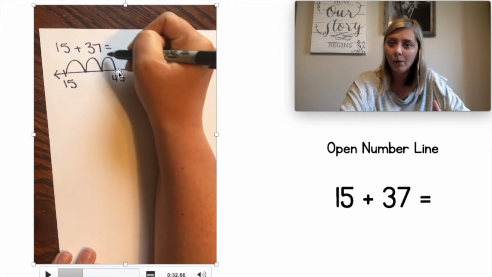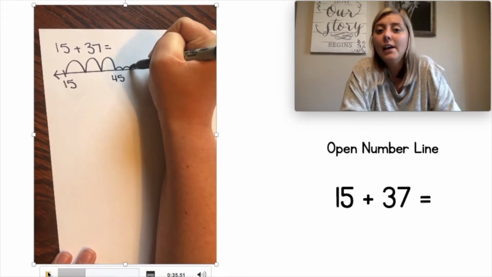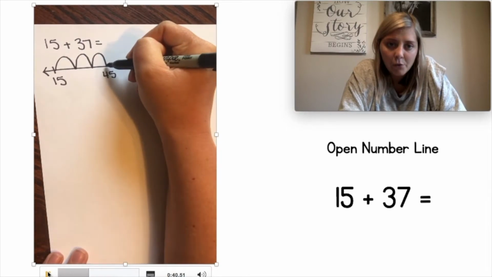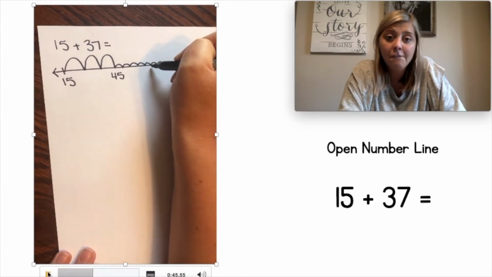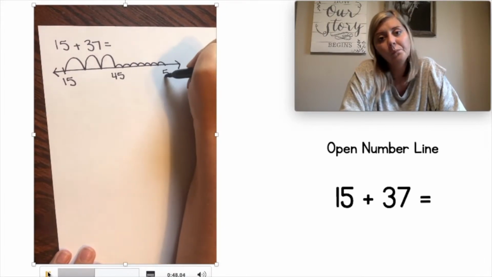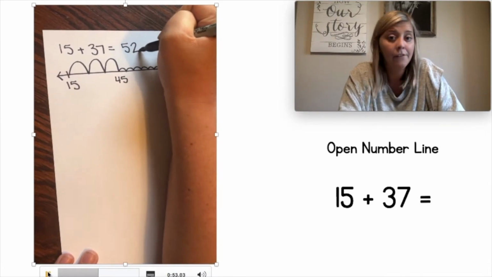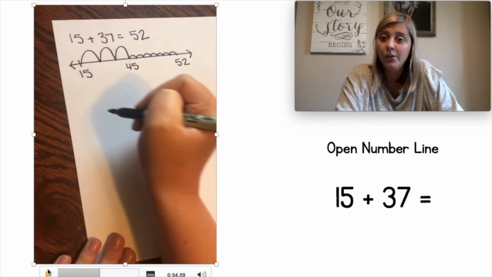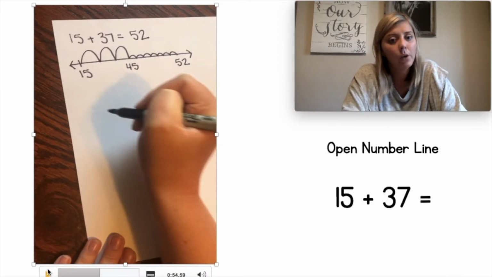Now I'm going to add my 1s because we're not done yet. We added 30, but we need to add 37. So I'm going to draw 7 little hops. And again, I'm not going to cram my numbers in there. I'm going to go 45, 46, 47, 48, 49, 50, 51, 52. I got 52 when I did the base 10 model strategy. I got 52 when I broke apart my add-ins. And now I have 52 when I did my open number line strategy. You can do an open number line in more than one way though. That's not the only correct way to do an open number line.